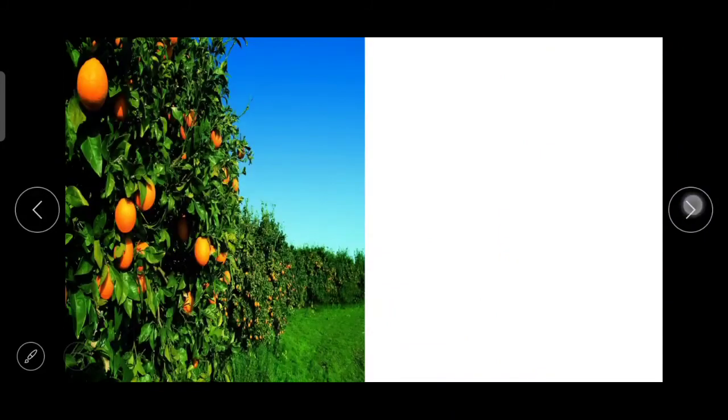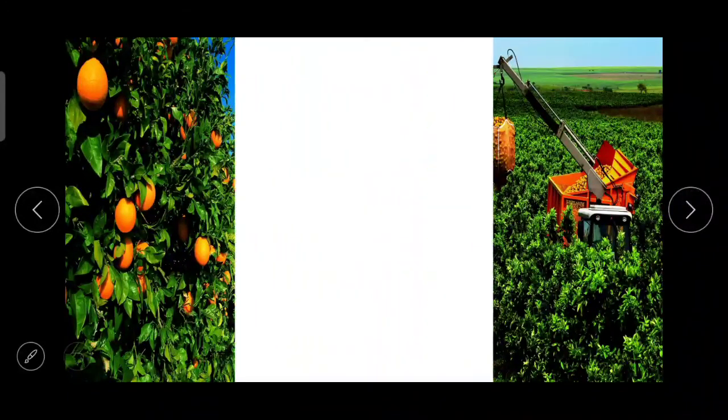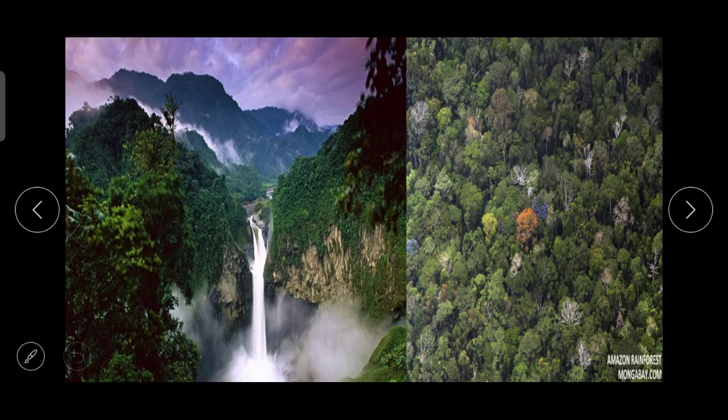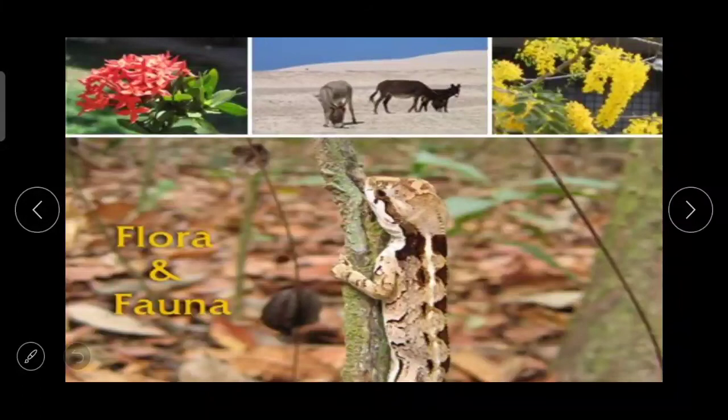On the screen you can see the pictures or the images of the tourist attraction places of Brazil, and in these on the screen now, deep dense forest of Amazon and flora and fauna of Brazil.